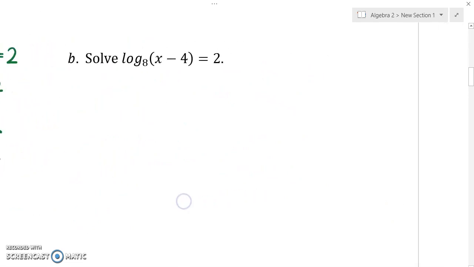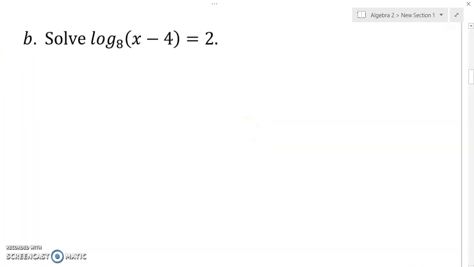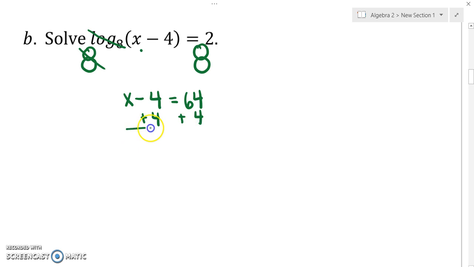All right, let's look at B. We have solve log base 8 of x minus 4 equals 2. So first thing is log is alone, which is great. Now we just have to get rid of the log base 8 by doing base 8 on both sides of the equation. Log base 8 and 8 cancel out. We are left with x minus 4 equals 8 squared, which is technically 64. And then from there we can go ahead and add the 4 to both sides.